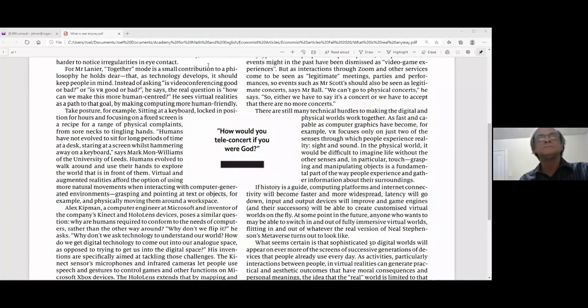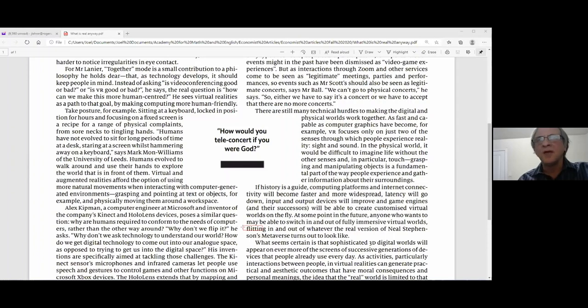If history is a guide, computing platforms and internet connection will become faster and more widespread. Latency will go down, input and output devices will improve, and game engines and their successors will be able to create customized virtual worlds on the fly. At some point in the future, anyone who wants to may be able to switch in and out of fully immersive virtual worlds, flitting in and out of whatever the real version of Neil Stephenson's metaverse turns out to look like.